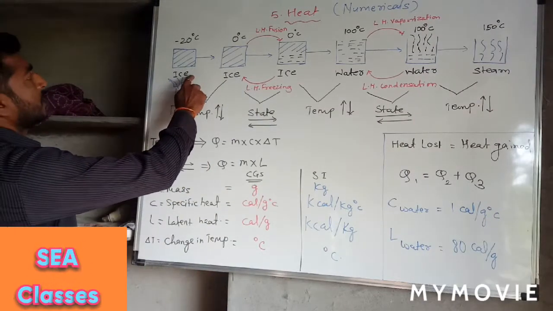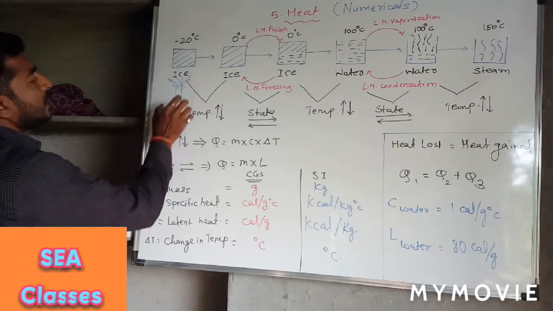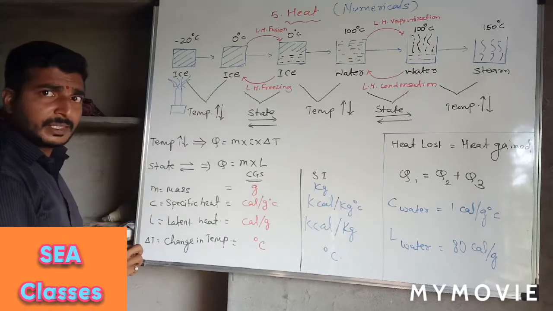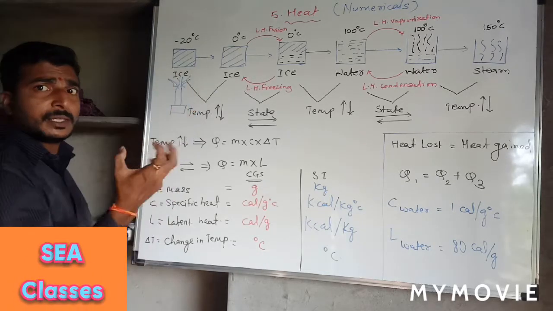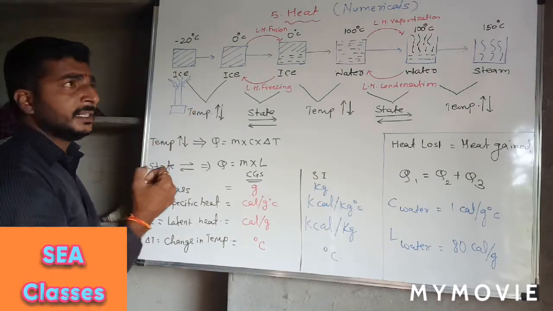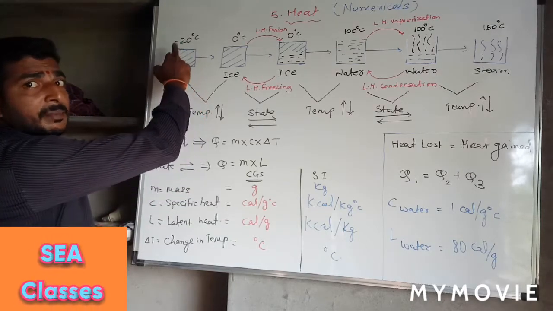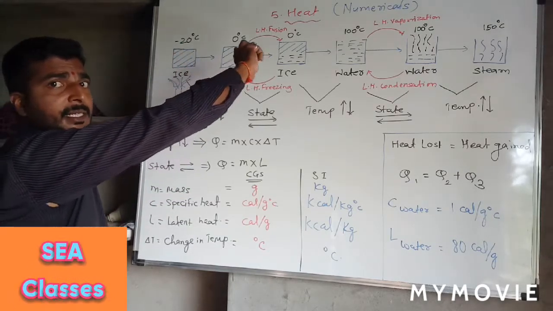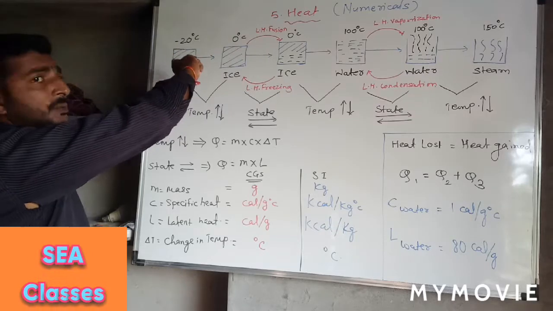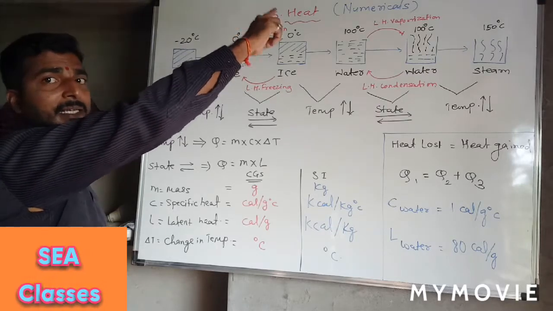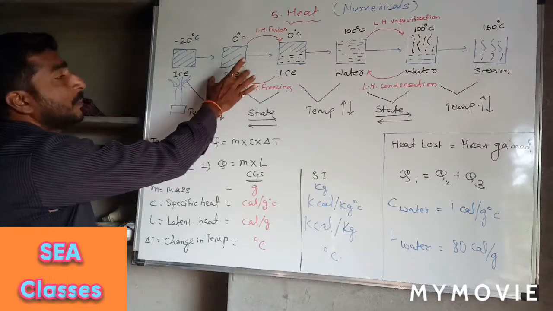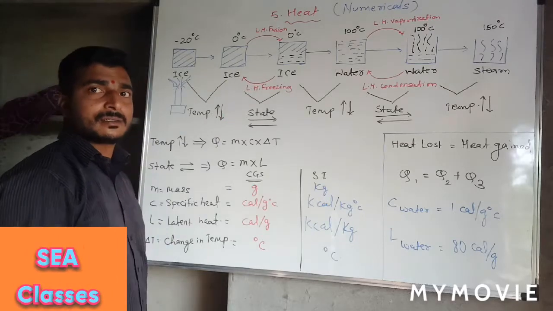Now there is ice at minus 20 degrees Celsius, and when we provide heat to it, this ice will start to gain the heat energy and its temperature will increase. It is at minus 20 degrees. It will go on increasing: minus 19, minus 18, then minus 10, minus 5, minus 4, and it will reach up to 0 degrees Celsius.